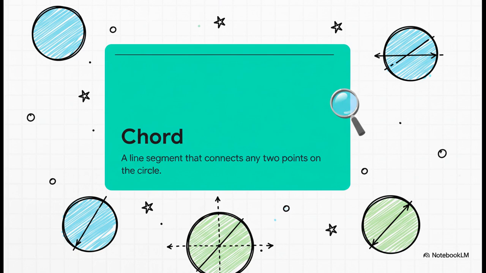Next up is a chord. A chord is any straight line that connects two points on the circle's edge. And here's a little fun fact for you. The longest possible chord you can draw is what we call the diameter, and it slices right through the center.